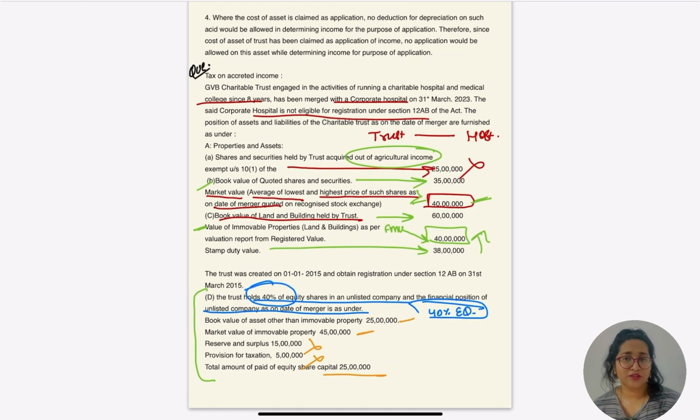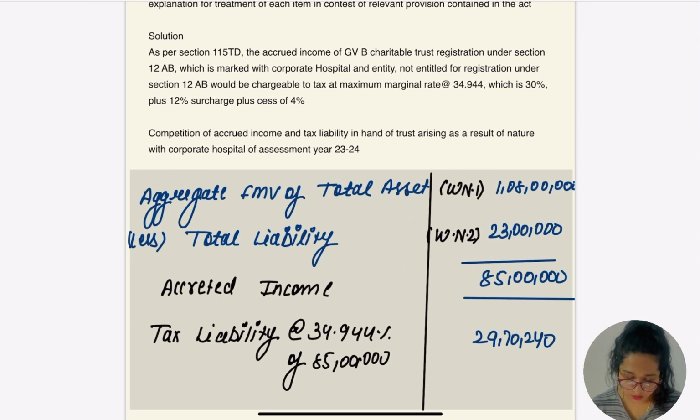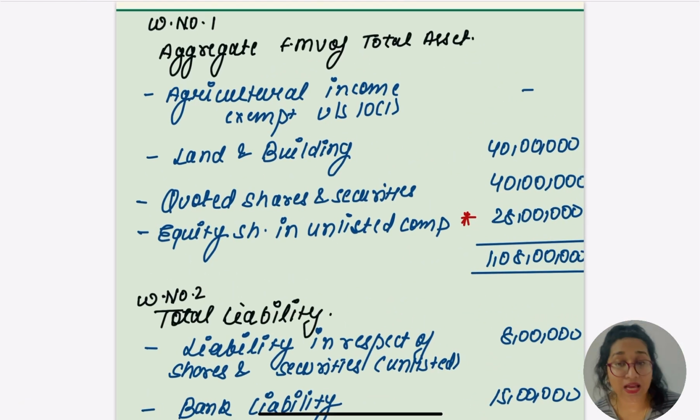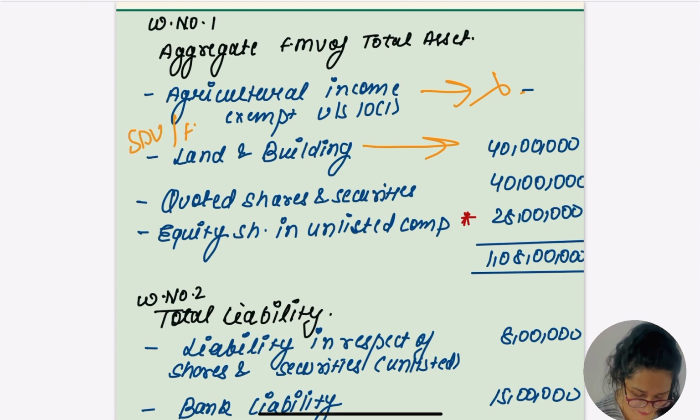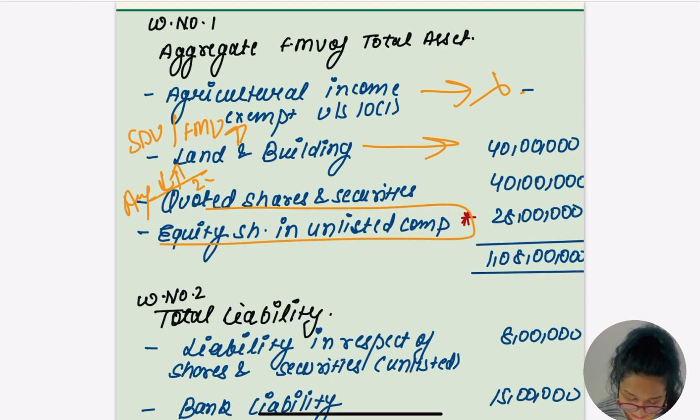Now we are going for the computation, the solution. We are almost there, guys. Do we have to take the agriculture income? No, that is exempt under section 10(1). What about the land? Yes, because it's immovable property, fair market value or SDV, whichever is higher, which is 40 lakh. Quoted shares and securities: which one? The average of the lower and the higher, which is 40, actually mentioned in the question. And what about this part? Equity shares.